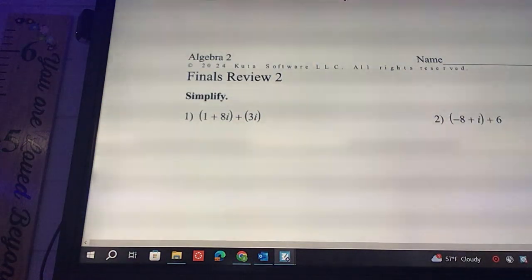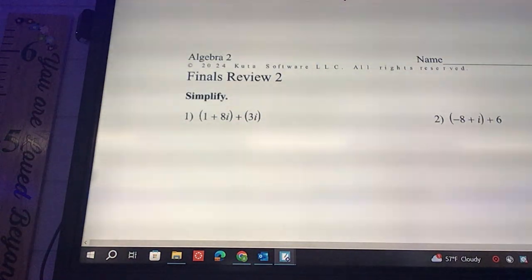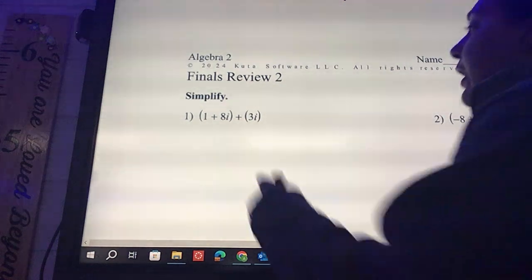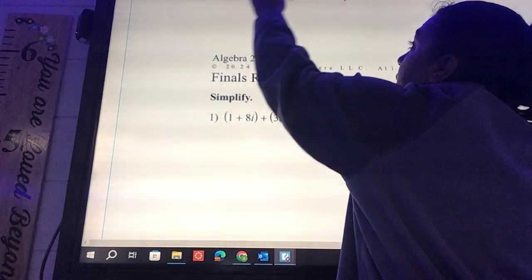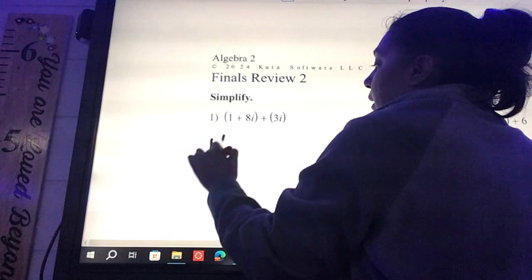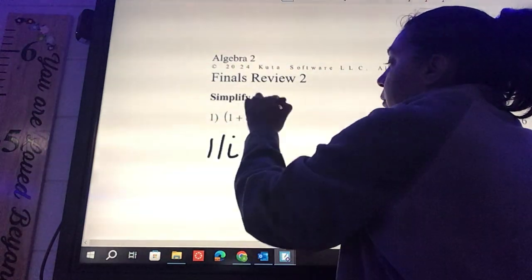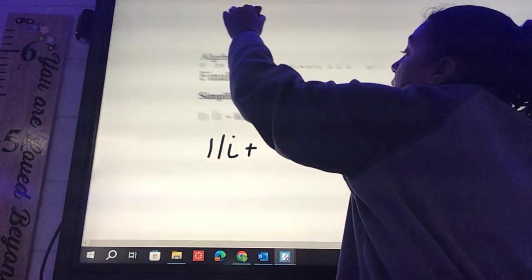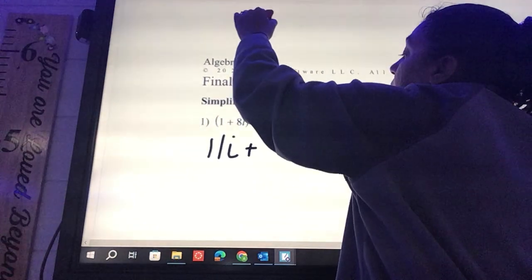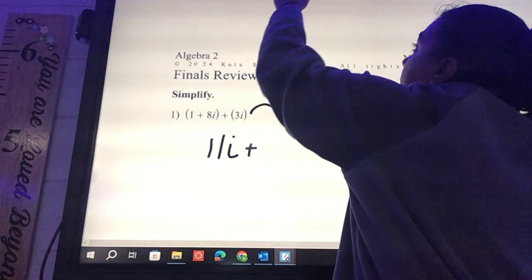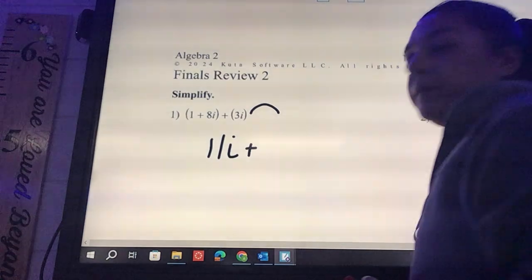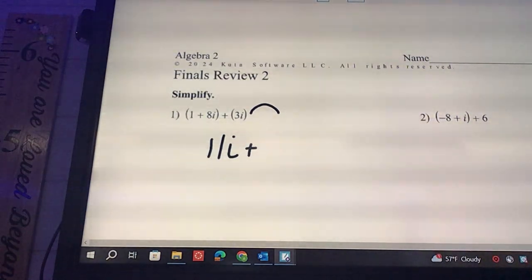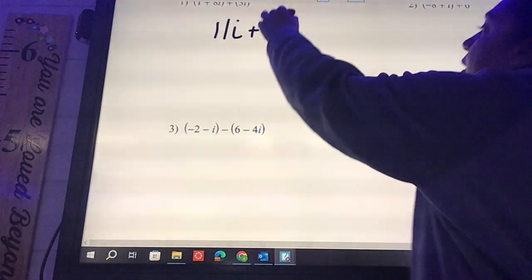Okay, so look at number one. i's can go with i's. Regular numbers go with regular numbers. So 8 plus 3 is 11, 11i. And then we got that plus 1. So these two can go together. Okay, so those two can go together. It should be 11i plus 1.